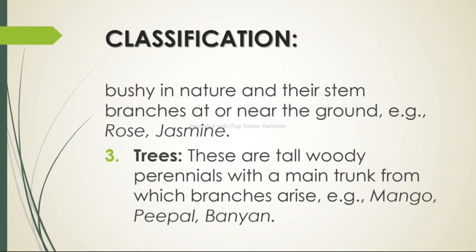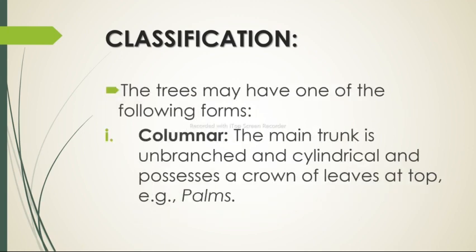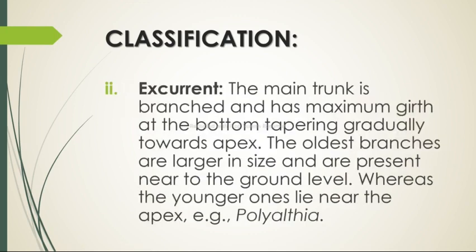Third type is trees. These are tall woody perennials with a main trunk from which the branches arise, and examples are mango, pepper, and banyan. The trees may have one of the following forms. So first form of the tree is the columnar. The main trunk is unbranched and cylindrical and possesses a crown of leaves at the top. Example is the palms.